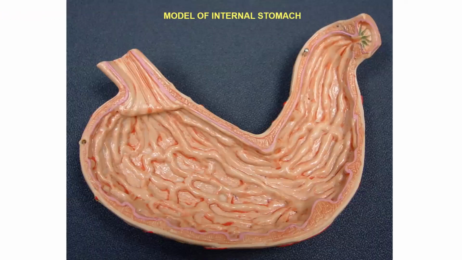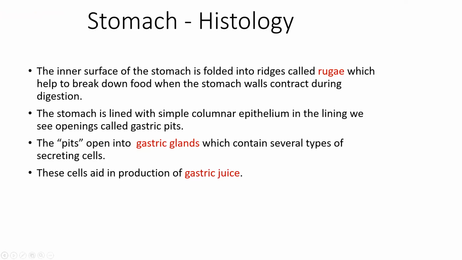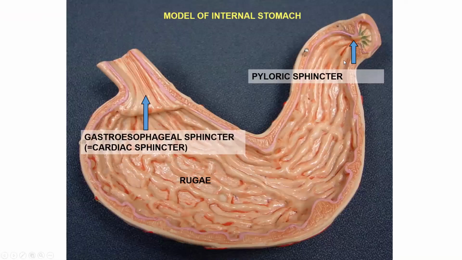Okay. Again, there's the inside showing all the rugae. There's the cardiac sphincter. There's the pyloric sphincter. And again, the pyloric sphincter leads into the duodenum.